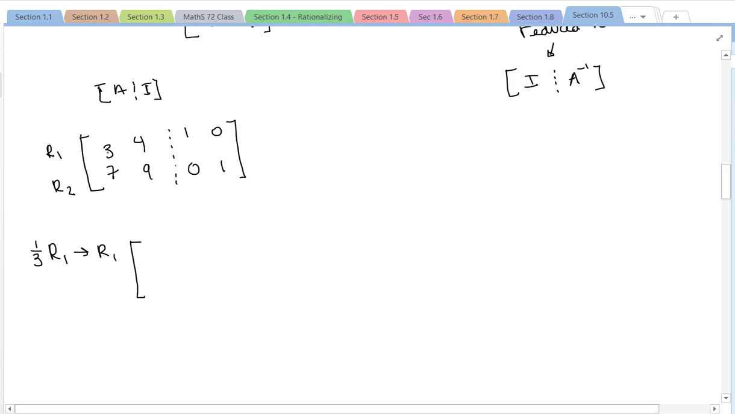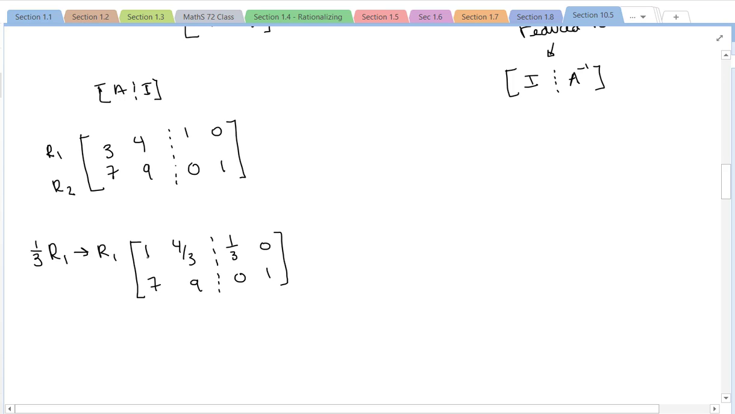When I divide everything by 3, I'm going to have 1, 4/3, and then 1/3, 0. That's what I mean by when we do the operations on the rows, we're going to end up with the inverse on the right and the identity matrix on the left. And let's leave the second row unchanged. So I have 7, 9, 0, 1.